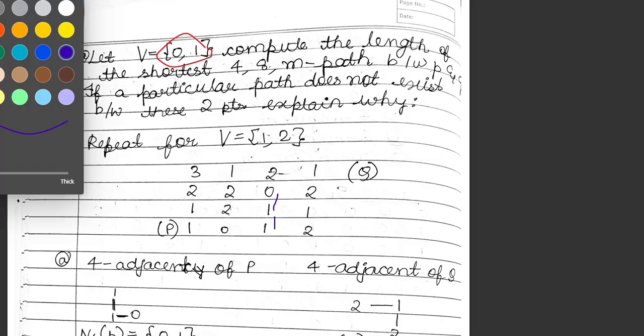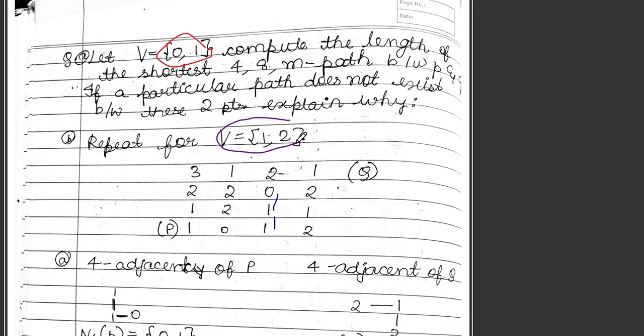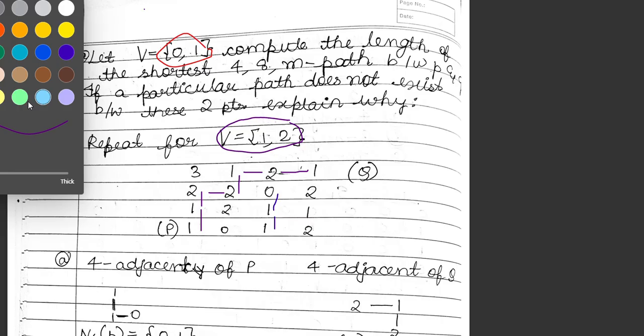To start with, we have to consider the set V is equal to 1, 2, and now we'll first start with the 4 adjacency. 1 to 1, 1 to 2, 2 to 2, 2 to 1, 1 to 2, and 2 to 1. There are other ways or paths to solve this problem. Let me change the color and show you.